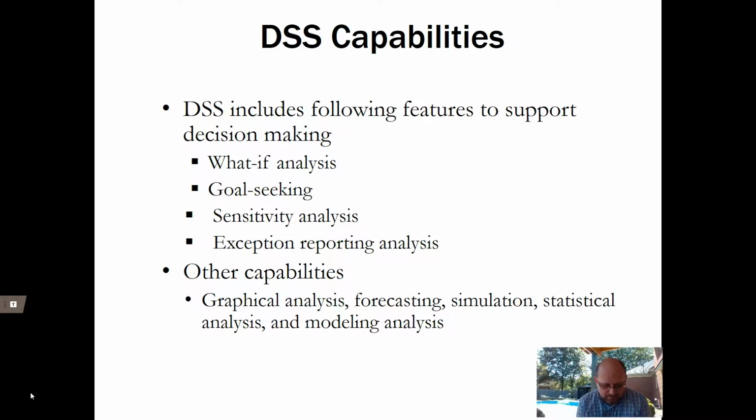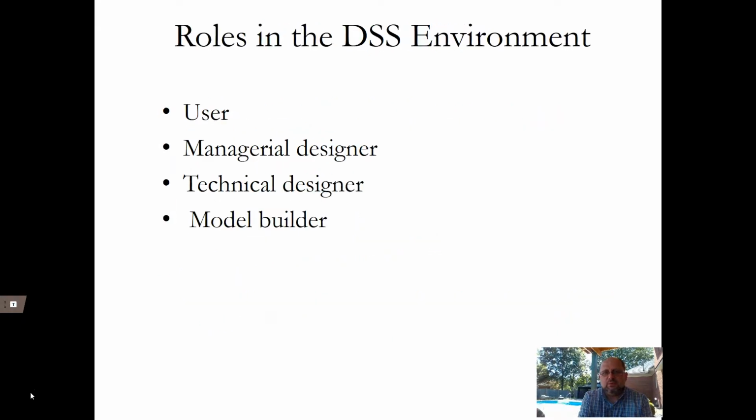And then the good system will also do some of the reporting, so that you can look at the exceptions and present your results. So you talk about graphical analysis, you might have some forecasting features, simulation, supporting statistical analysis and modeling analysis beyond just the basic decision as well. So those are basic capabilities of decision support systems.